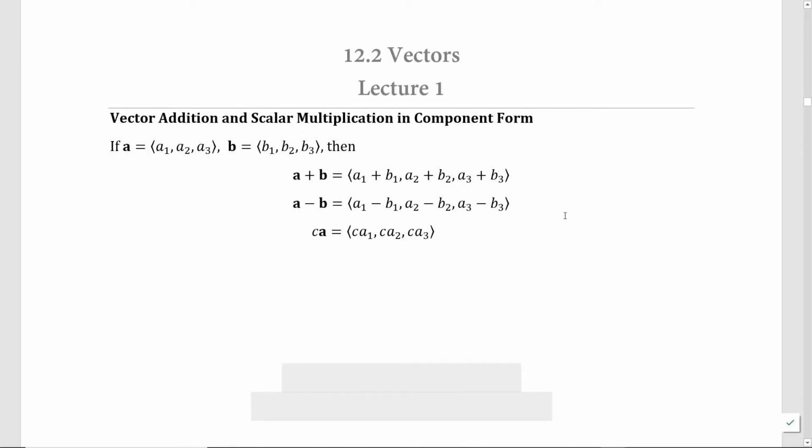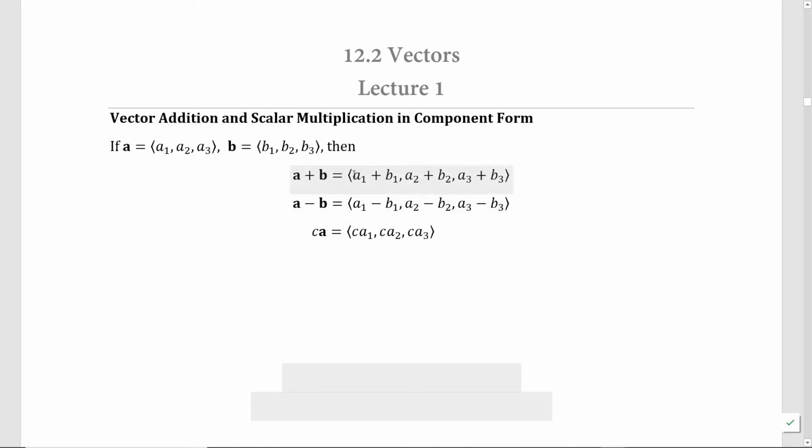Now we will define the addition and scalar multiplication in component form. If we have two vectors, for example, A with components A1, A2, A3, and B with components B1, B2, B3, then the sum of these two vectors, A and B, is denoted simply by A plus B, and its components are given by this formula.